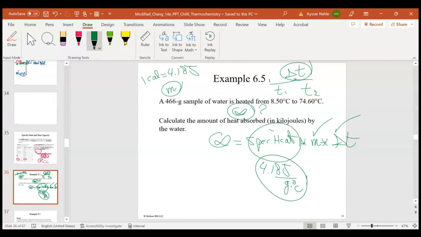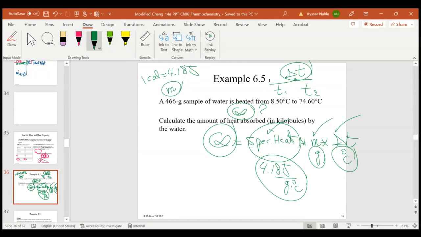Now I can get it from the table. And this one is in grams, and this one is in degrees Celsius. I have all the values, I have this value, and therefore I can get the Q. Is this clear? Yeah. And it will be in joules.